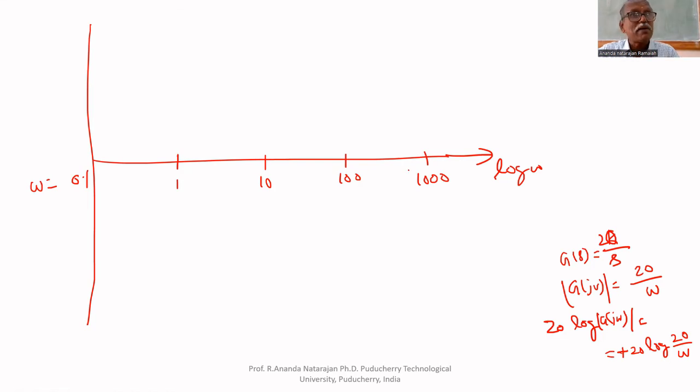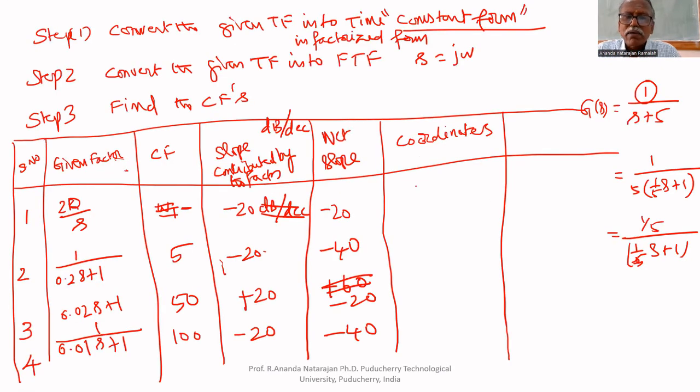Definitely positive because 20 by 0.1 is greater than 1. Minus 46... 26, 20. Okay, 46 is correct. Minus 46. Y coordinate is 46. What is the x coordinate? 0.1 comma 46. I got the coordinate.